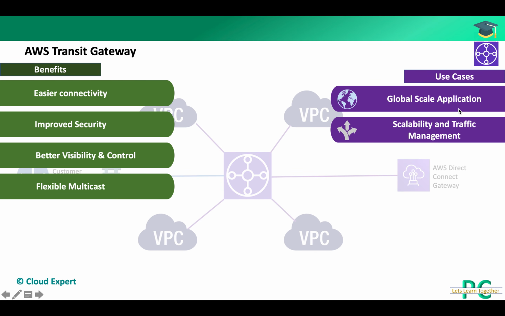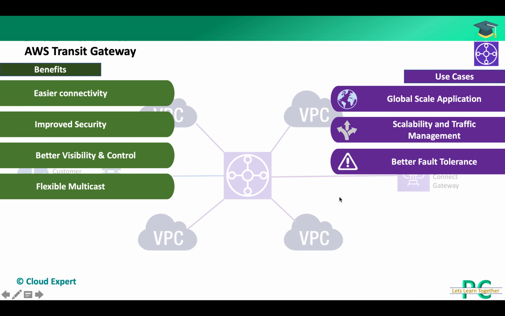The next is scalability and traffic management. As you saw in the previous diagram, behind the scenes, as your network topology grows and grows, the incremental connections will not slow you down. If you want to add 2, 3 or 4 VPCs at a later stage, you just have to connect those VPCs with the transit gateway. You don't have to maintain a dedicated connection between each pair.